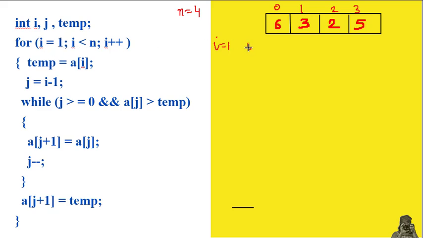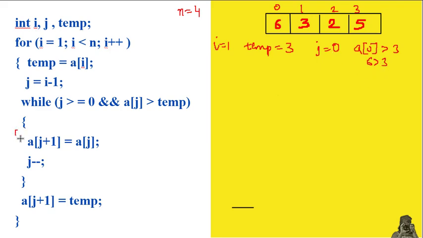Inside this we have to find the temp value. Into temp we store a of i, which is a of 1, which is 3 here. So j's value is i minus 1, which is 0. Now we will check the condition: while j is greater than or equal to 0, yes, j is 0, and a of j, which is a of 0, if this is greater than temp, which is 3. At a of 0 we have 6. If 6 is greater than 3, yes, both conditions are true.